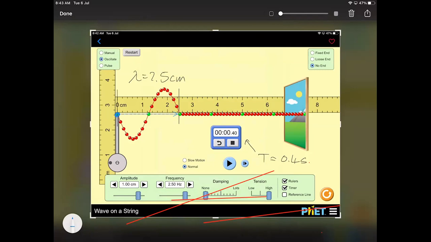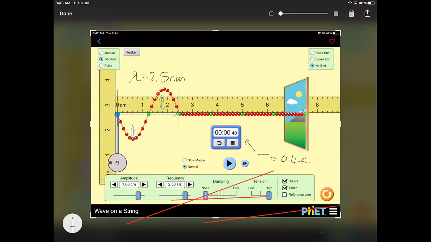Did any of those individual beads move? If you look at the individual beads, did any of them physically move from left to right? What you'll see is that the beads are actually just moving up and down. They're oscillating in a fixed position.